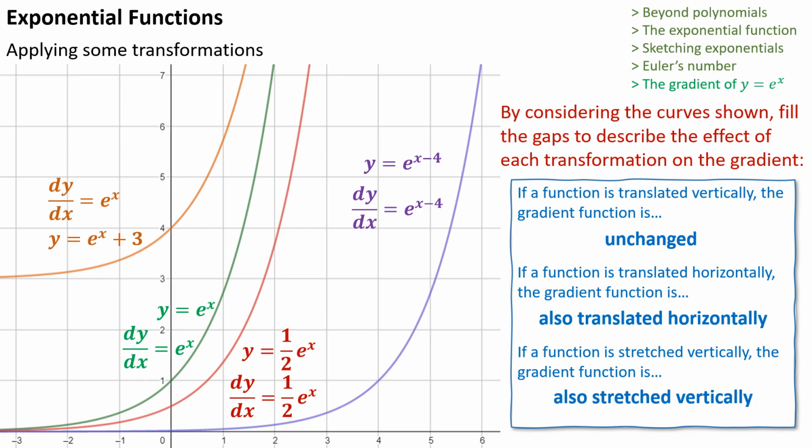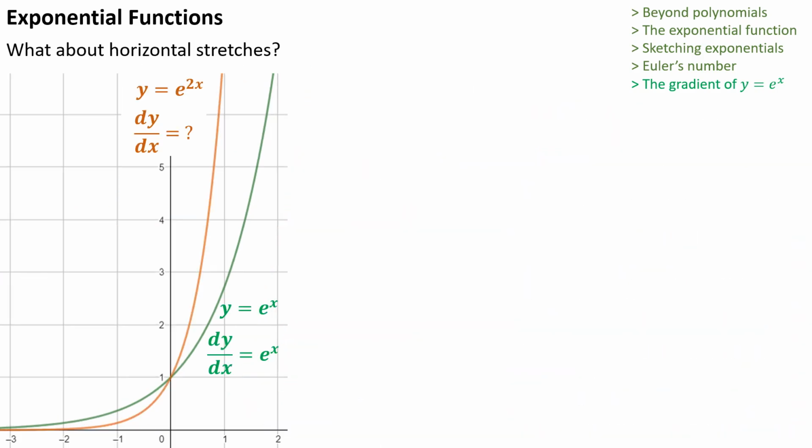Hopefully most of those make sense, and you can see for the majority of them we're using rules that we're already familiar with from calculus. But you might notice there's one thing missing. We've talked about translating vertically, translating horizontally, and stretching vertically. I've left for its own special slide what happens when we stretch horizontally. Because this one's a little bit weird.